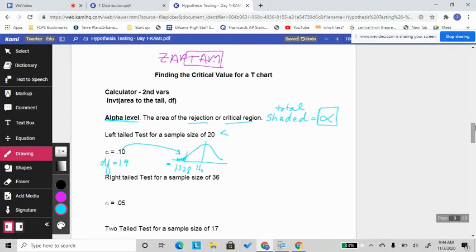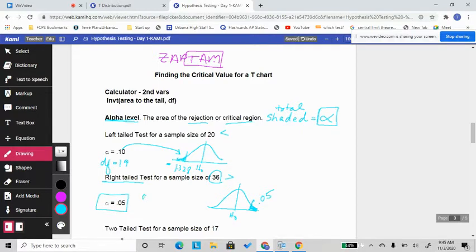Next one, a right tail test for a sample of size 36. Let's do the chart first, and then I'll go back and show you how to do these on a calculator. So there was our H0. They said it was a right tail test. It was a greater than test. So we shade right. And they're telling us that this area right here is 5%. That's your shaded area, your alpha.